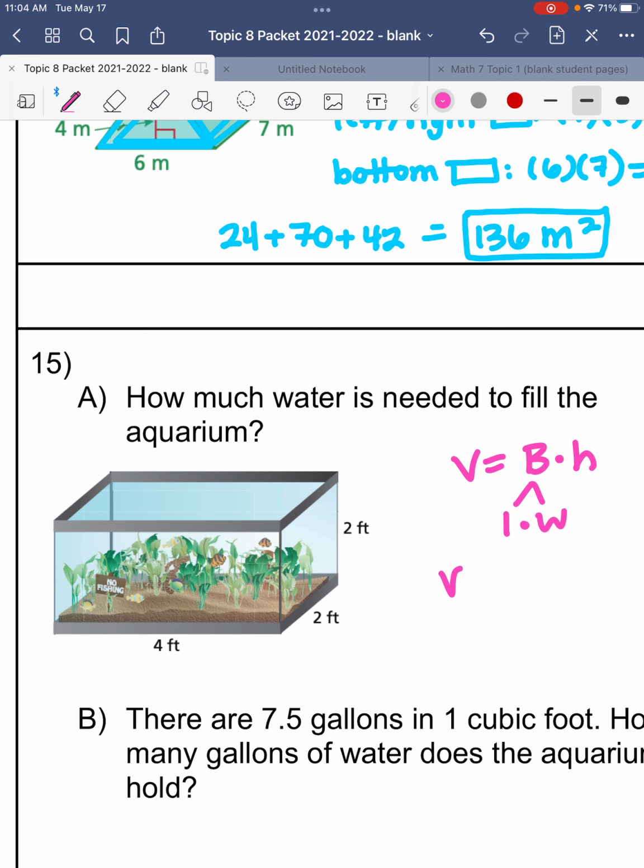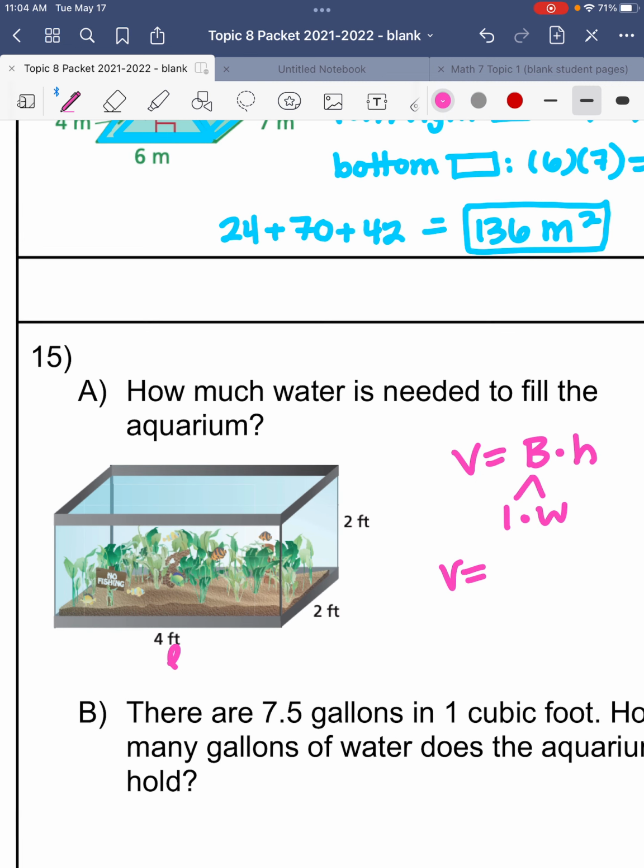Okay, so volume is, let's say that 4 is the length, 2 is the width, and 2 is the height. Volume is going to be 4 times 2 times 2. I know that 4 times 2 is 8, times 2 again makes 16. So the volume is 16 cubic feet.